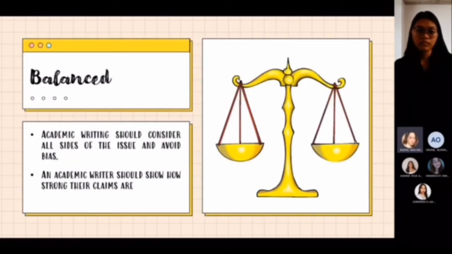Next, academic writing should be balanced. This means that academic writing should consider all sides of the issue and avoid being biased. Additionally, an academic writer should show how strong their claims are, and this is often done using hedges or boosters. We don't need to let our emotions guide our thoughts. We need to be balanced in weighing specific points from each side of the argument. In academic writing, we should be judgmental in a fair way. Next reporter, please.